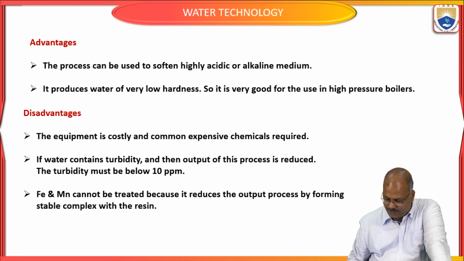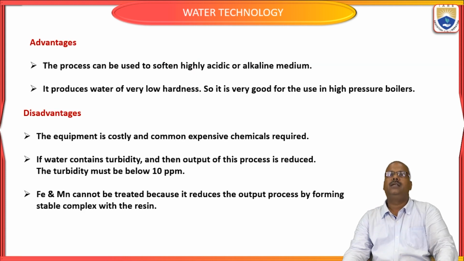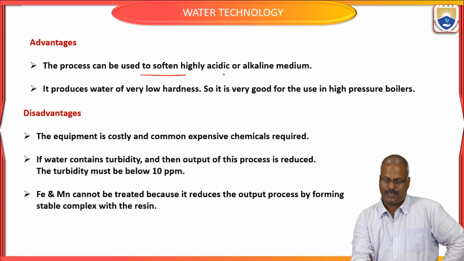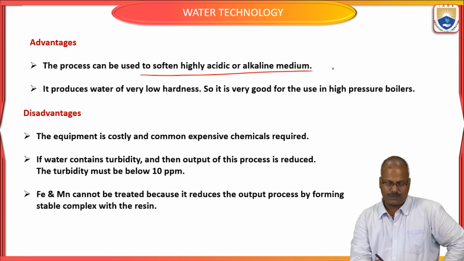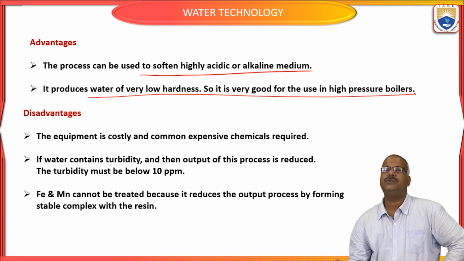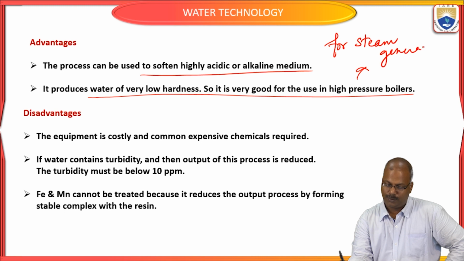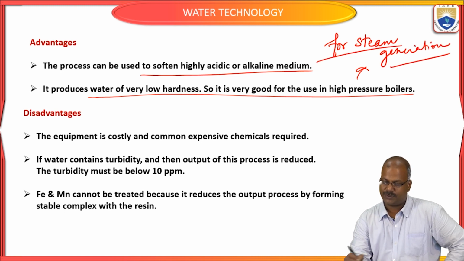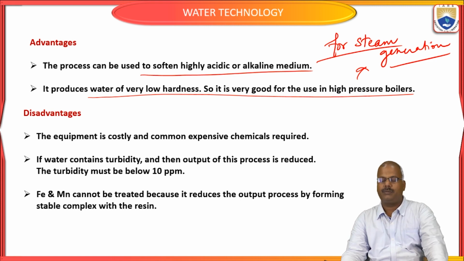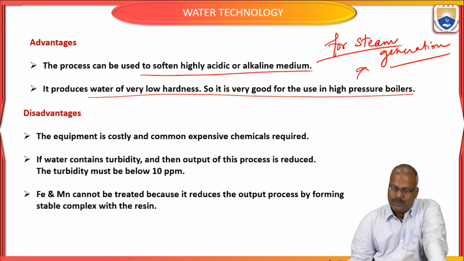What is the advantage of this process? The process can be used to soften water in highly acidic or alkaline medium. It produces water of very low hardness, so it is very good for use in high pressure boilers for steam generation without any problem of scales, which we have seen. What is the problem? Boiler troubles can occur, as we saw in the last video. So if you use this ion exchanged, demineralized or deionized water in high pressure boilers, it will be very good for steam generation.